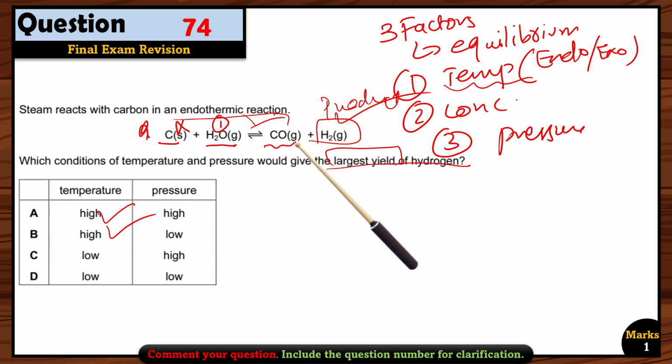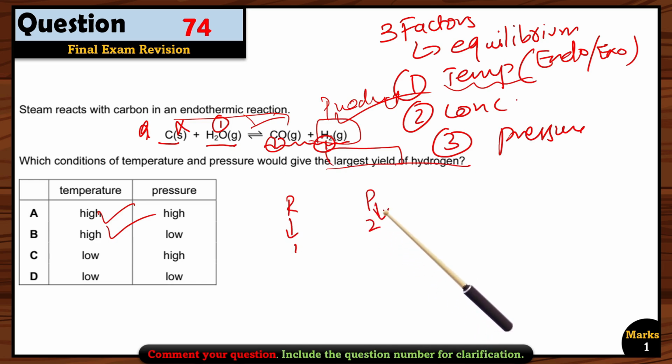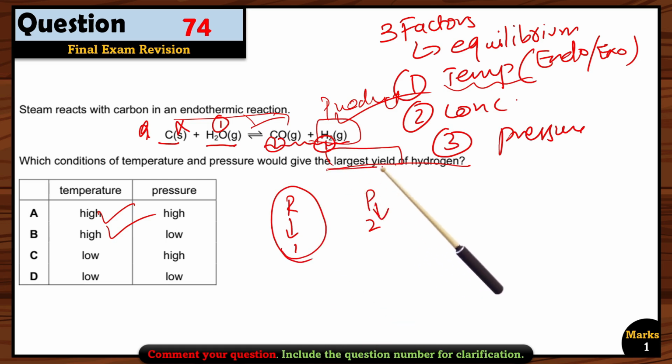And how many moles of gas in the product? 2. 1, 2, right? So the reactants have just 1 mole. The product has 2 moles of a gas. So it means if you increase the pressure, increasing pressure always favors the one that is low in number. And which one is lower? Of course, your reactant. But we have to increase the yield of hydrogen that is actually in the product.